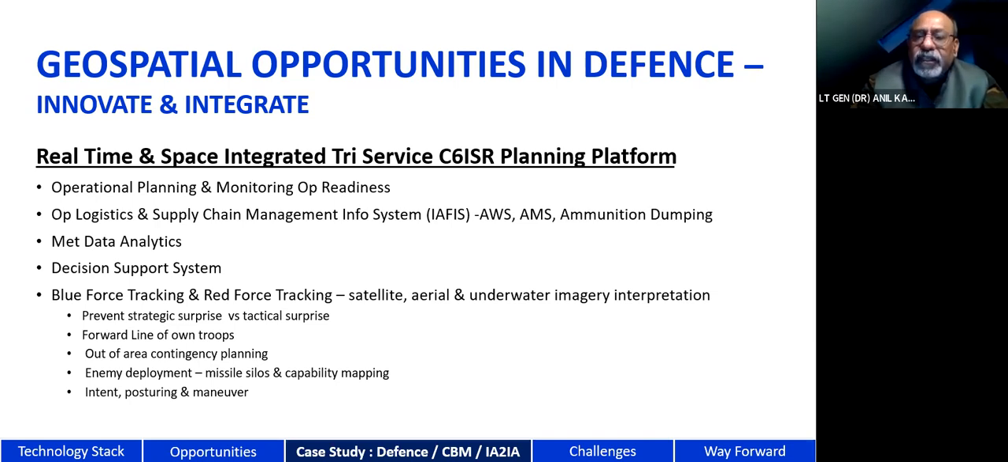And the 6C is combat. That is what you want to automate. ISR stands for intelligence, surveillance, and reconnaissance. And this is the planning that you have to carry out. And it involves operational planning and monitoring op readiness of various missions at various locations at various points in time. So it's a function of time and space.